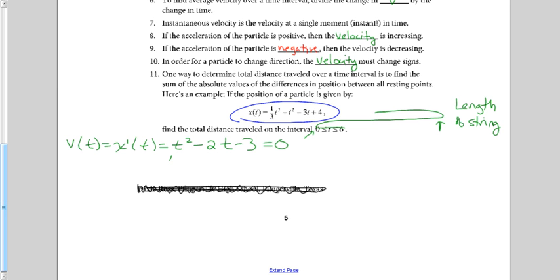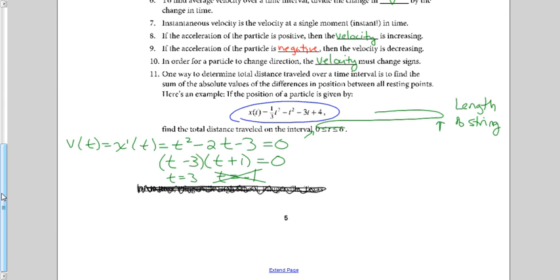So I solve this and I factor: t minus 3, t plus 1, I believe. And I find that t is 3 and t is negative 1. Now we were given a time interval and that was between 0 and 6. So obviously we don't have negative time, so we don't care about that.